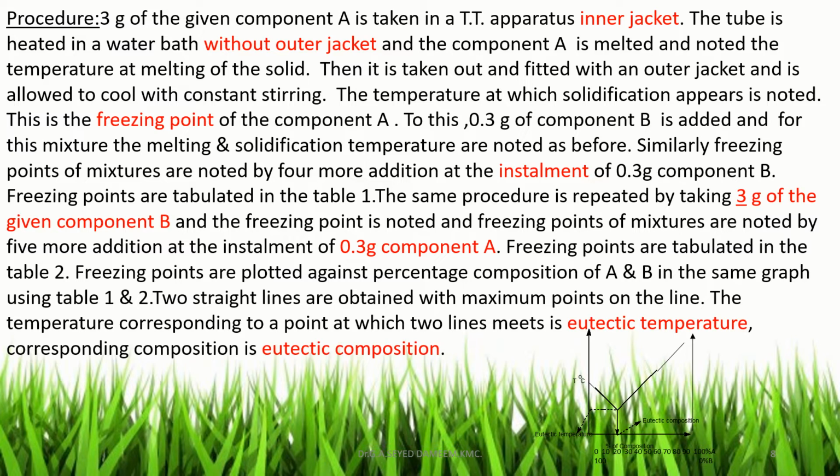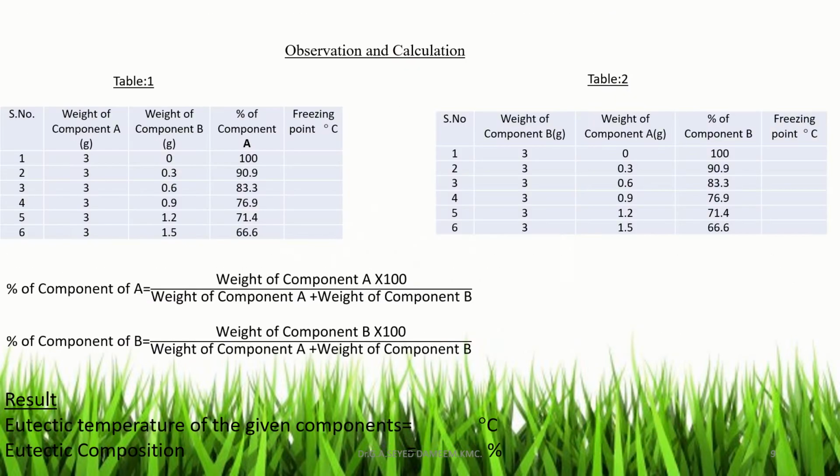Now freezing points are plotted against percentage composition of A and B in the same graph using tables 1 and 2. Two straight lines are obtained with maximum points on the lines. The temperature corresponding to the point at which the two lines meet is the eutectic temperature, and the corresponding composition is the eutectic composition, and the model graph is given in this slide. This slide shows tabular columns, percentage composition calculation, and the result of the experiment, that is the eutectic temperature of the binary mixture and also the eutectic composition.